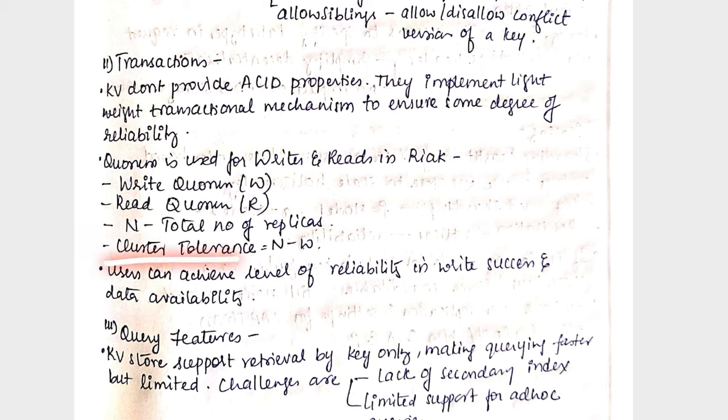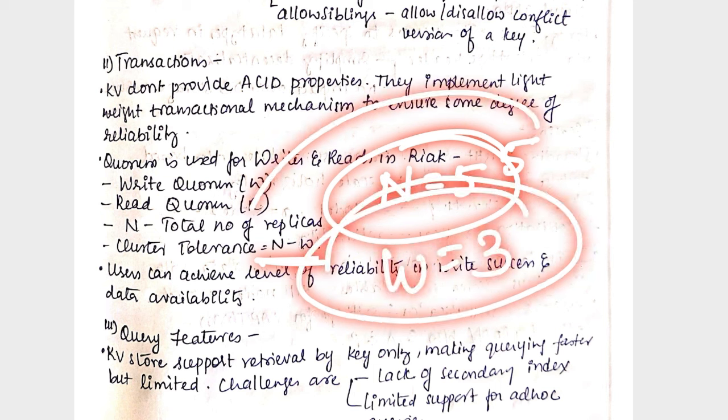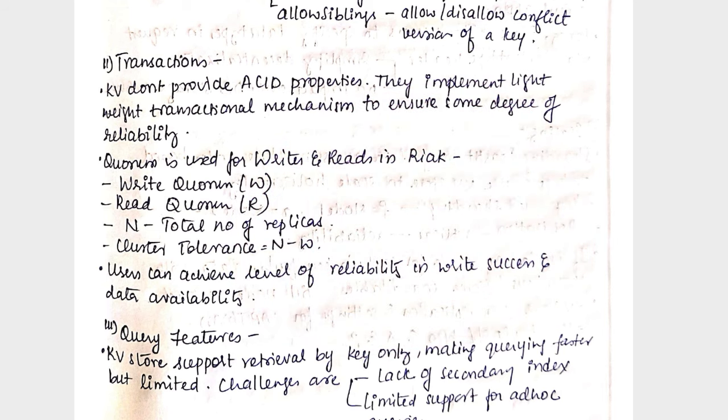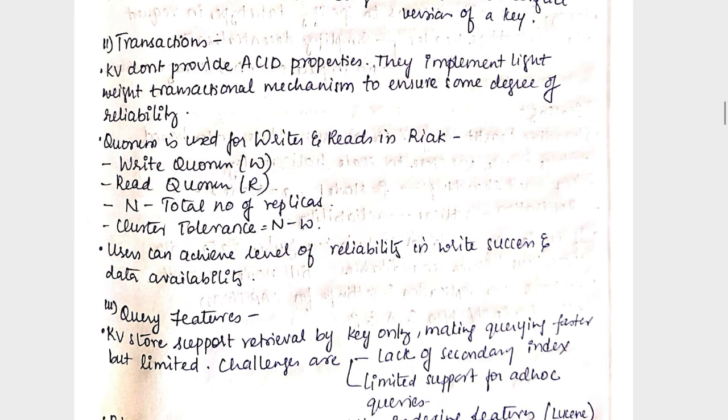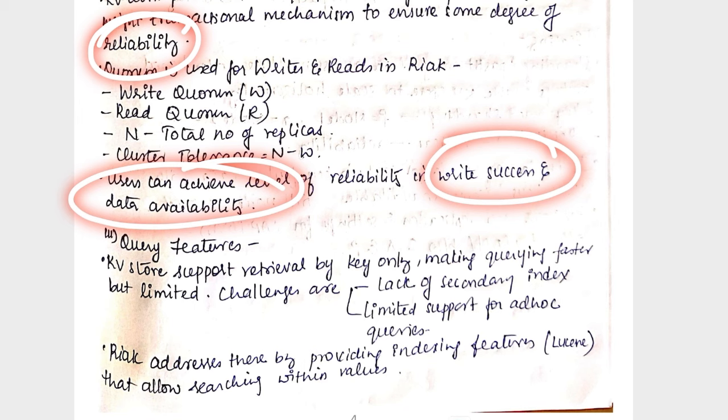So cluster tolerance. Cluster tolerance means the number of nodes the cluster can tolerate failing during write operations. It is N minus W. Suppose I take N equal to 5, that is, I have 5 replicated nodes, and W equal to 3, that is, I need 3 nodes to confirm the write operation has happened properly. What is the tolerance here? Tolerance is N minus W, that is 2. The cluster can tolerate 2 nodes failing during the write condition. So users can achieve a level of reliability in write success and data availability.